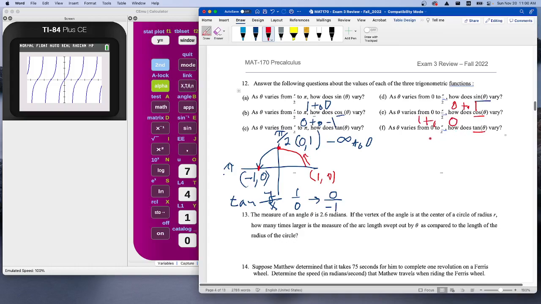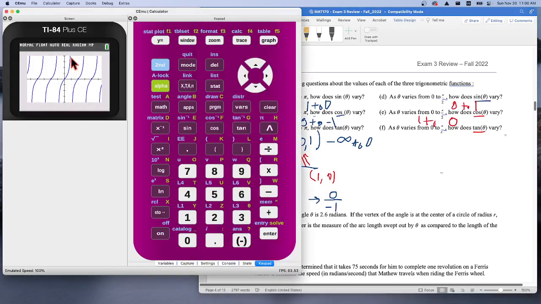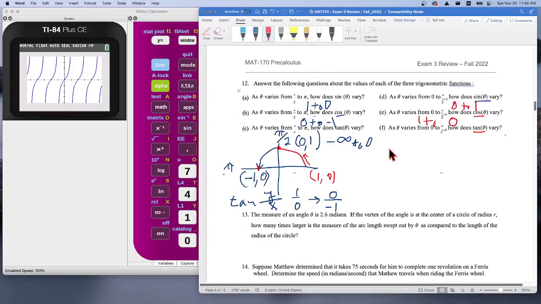And then what about tangent? Well, let's come back to this graph, and we see as we go from 0 to pi over 2, which is this first marker, we're going from 0 to infinity. That's the best way. And again, for these, we could have looked at the graph. I was just looking at the unit circle, but we could do that.